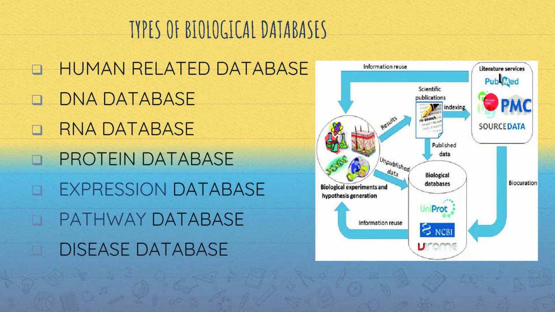Types of biological databases. First one, human-related database. Decoding the human genome bears great significance from a theoretical view, unveiling human evolutionary history, and from an application view, exploring personalized medicine against diverse diseases. DNA database. DNA database centers on managing DNA data from many or some specific species. The primary function of human DNA databases includes establishment of the reference genome.